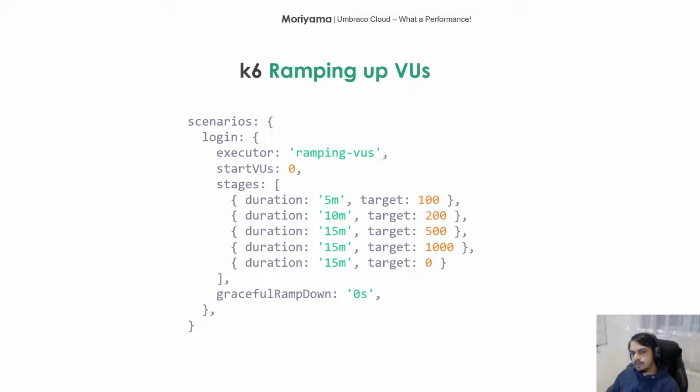It's similar to the previous test we did during our Umbraco Together talk. We're basically having an hour test, and for the first 5 minutes we scale to 100 users. Then the next 10 minutes we scale to 200 users. Then the next 15 minutes we scale to 500 users, and then the next 15 minutes after that we scale to 1,000, where we reach our peak. And then for the last 15 minutes we ramp down to 0, finishing our test.